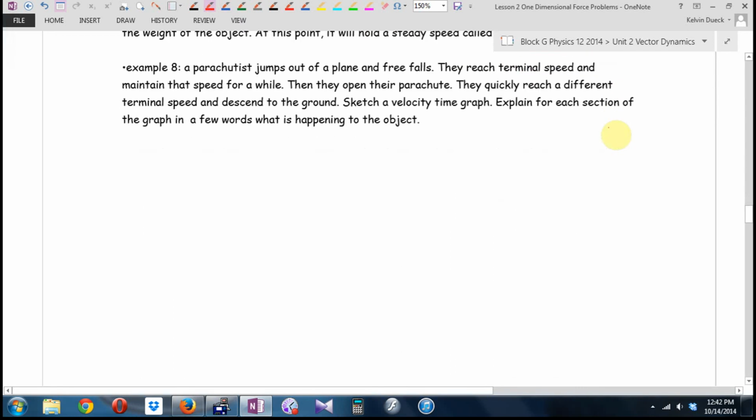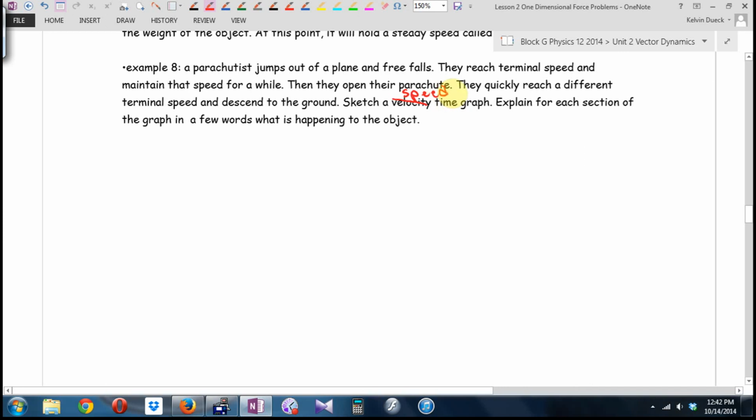Example 8. A parachutist jumps out of a plane and free falls. They reach terminal speed and they maintain that speed for a while. Then they open their parachute. They quickly reach a different terminal speed and descend to the ground. Sketch, we're going to cross out the word velocity, and above it, can you write the word speed?